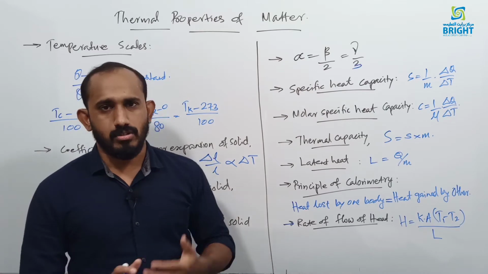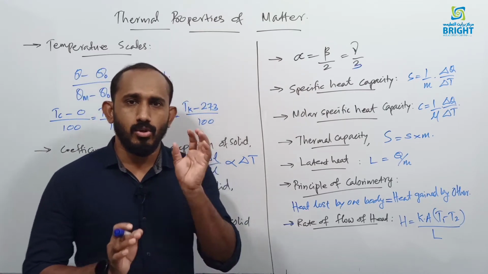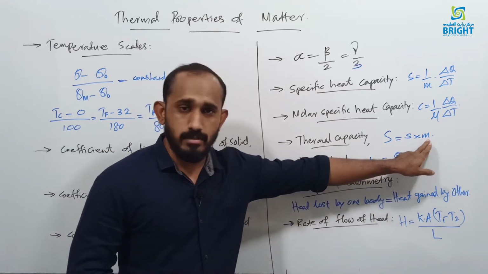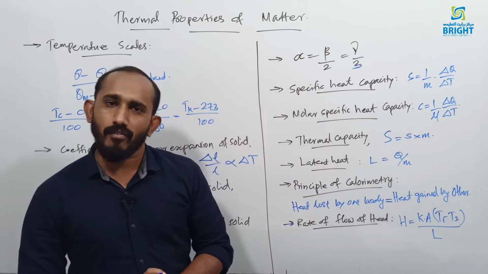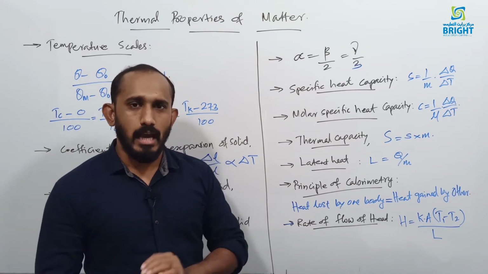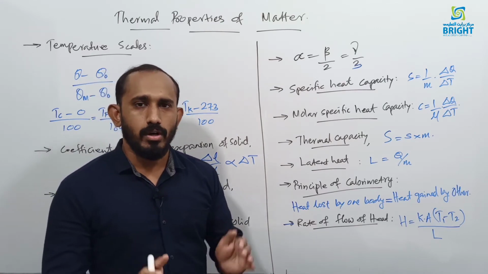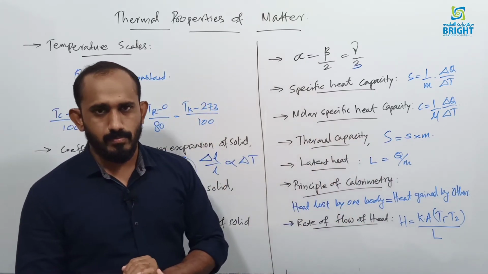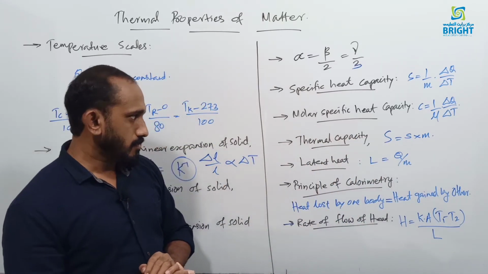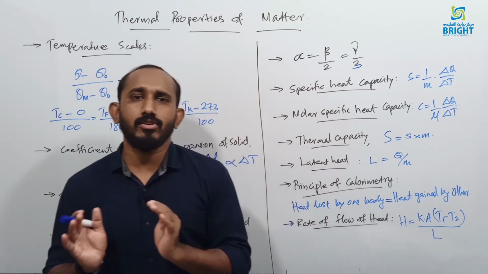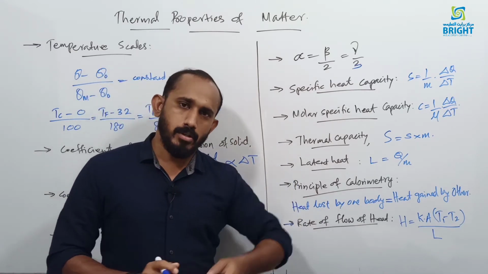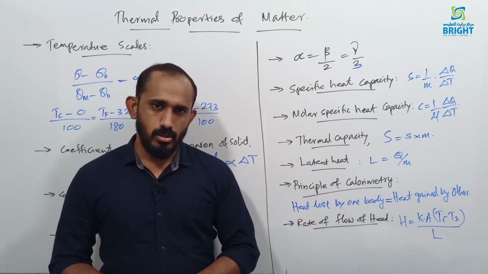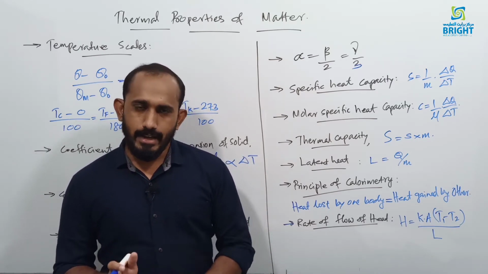Now heat capacity or thermal capacity: if you know the specific heat capacity and multiply it with the mass, you can get the thermal capacity of a body. This thermal capacity helps you to know how much heat is required to increase the temperature of this much of the body. So here we got how much heat you can supply to a body. That depends upon the nature of the body, the amount of the body, and the change in temperature also. These all things.